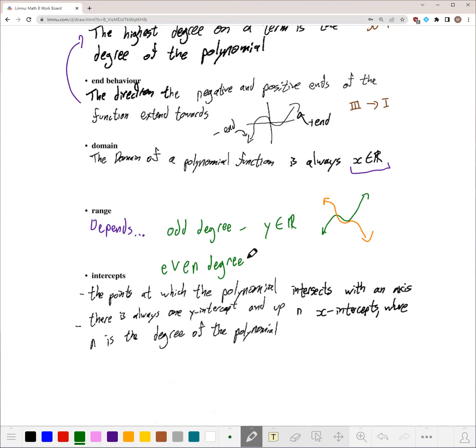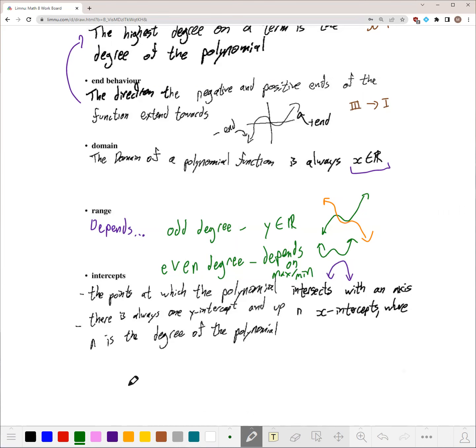An even degree polynomial, unfortunately, is a little more complicated. And for this, it depends on what the graph looks like. But an even degree polynomial is always going to follow this pattern where it's something like that. Or like this, where instead of being on opposite corners, it's on corresponding corners. They're both pointing down or both pointing up. And so our range will depend on the max or the min.